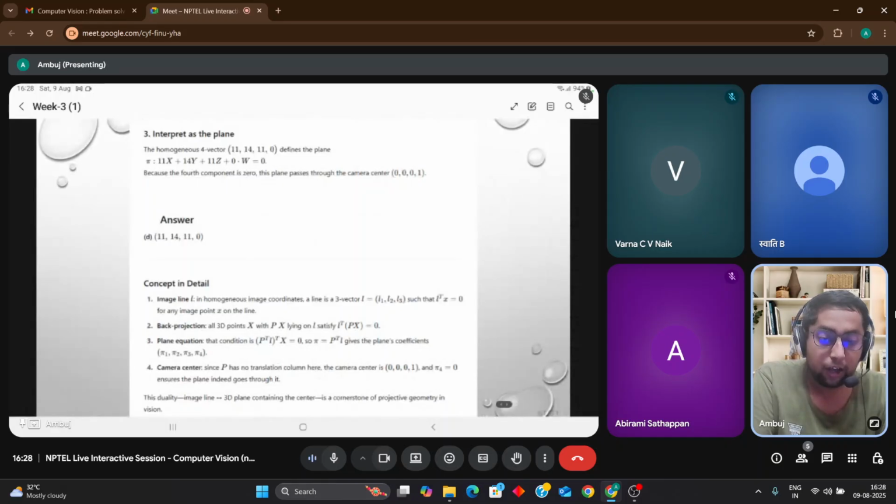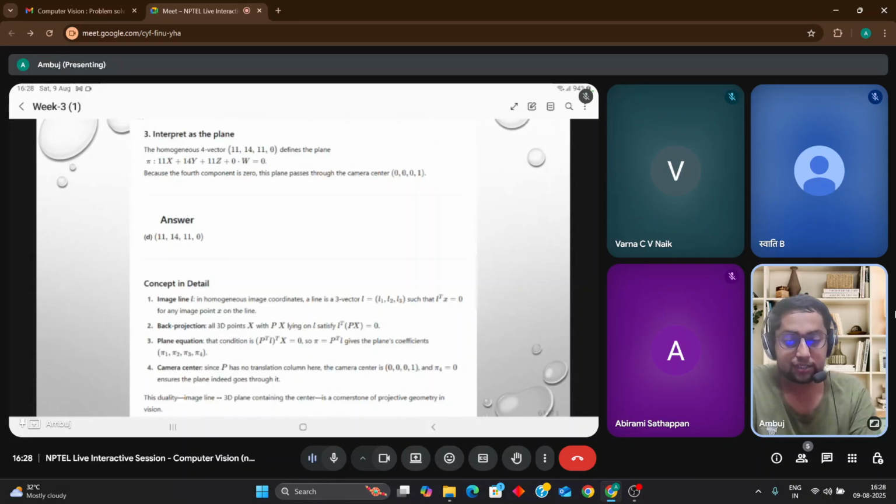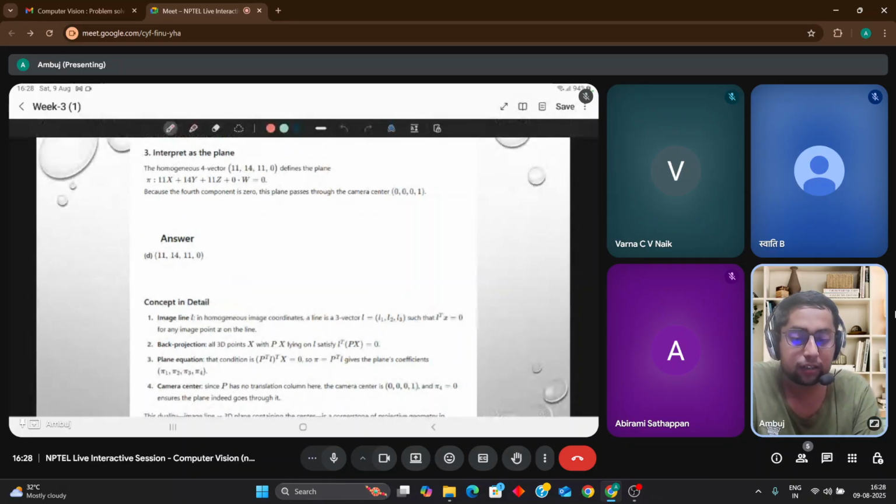If you interpret (11, 14, 11, 0) as a plane, it defines the plane pi: 11x plus 14y plus 11z plus 0 times w equals 0. Because the fourth component is 0, this plane passes through the camera center, that is (0, 0, 0, 1). The correct answer is (11, 14, 11, 0), a homogeneous 4-vector.